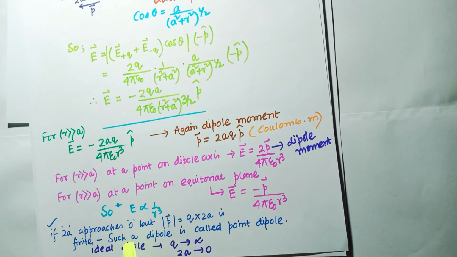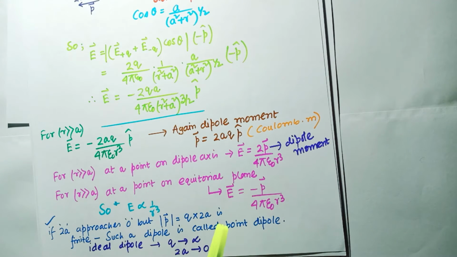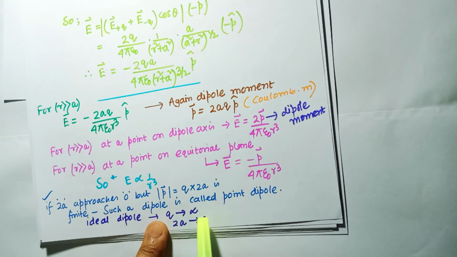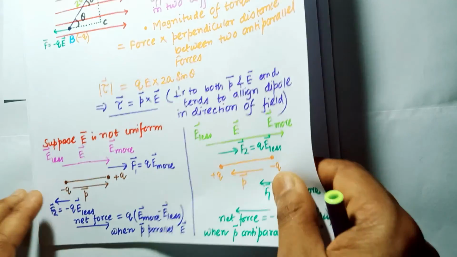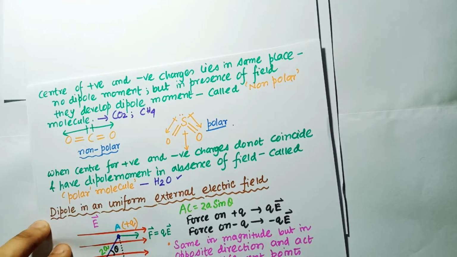Suppose the distance between the electric dipole charges is 2a, and that approaches 0, but the magnitude of the dipole moment, that is q times 2a, is finite. Such a dipole, we can say, is called a point dipole. And the ideal dipole, what is that? If we consider that one of the charges in the dipole tends to infinite, where the dipole squeezes to a single point, it means 2a tends to 0, we can say that it is the point dipole.